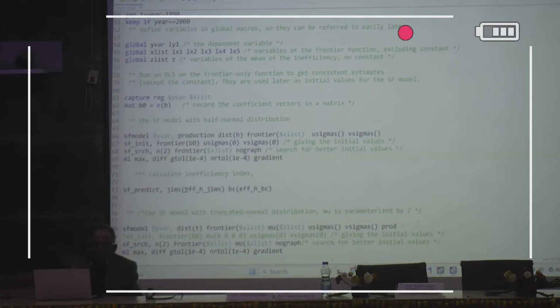So JLMS tells the computer that you are looking for estimates of inefficiency, and inside the parenthesis is the name. And then after a space is BC. This is associated with the estimate of efficiency, e to the power minus u, and inside the parenthesis is the name for that. After that, you can just do a histogram or summary statistics, whatever you want to do.